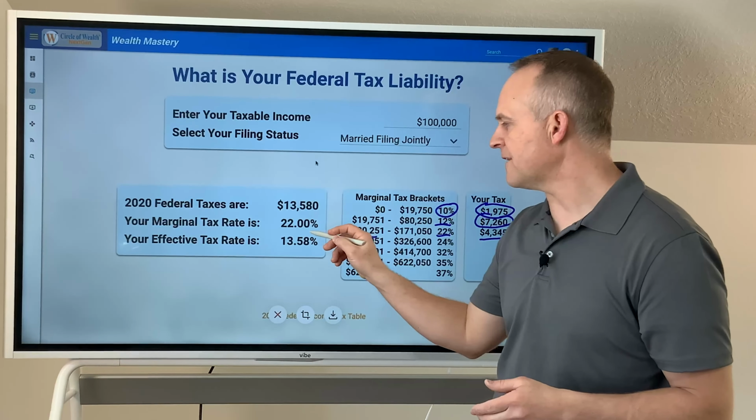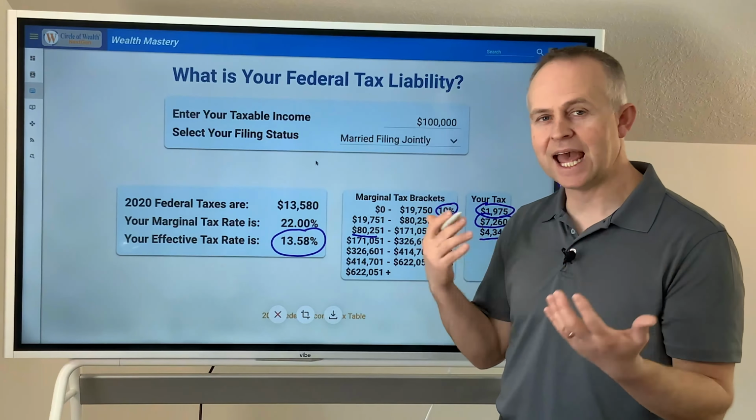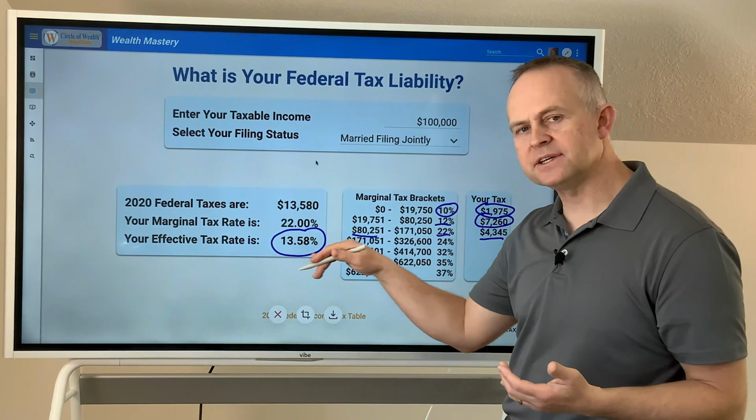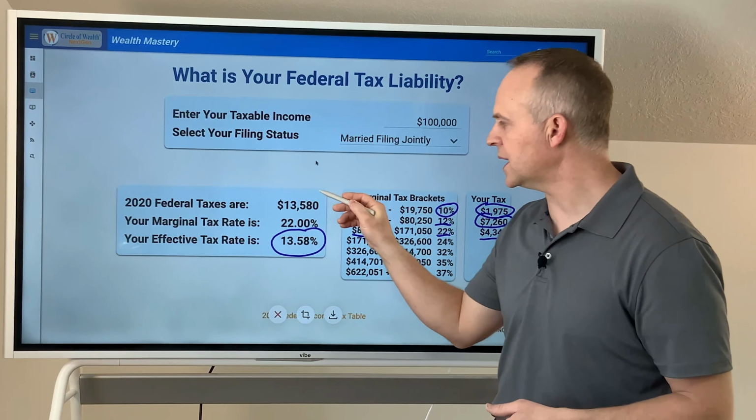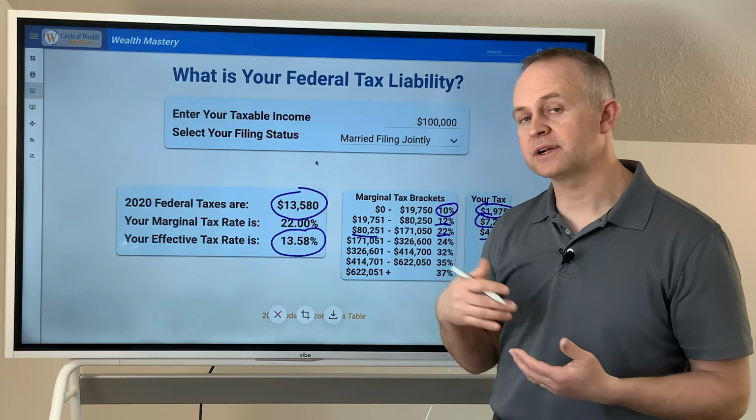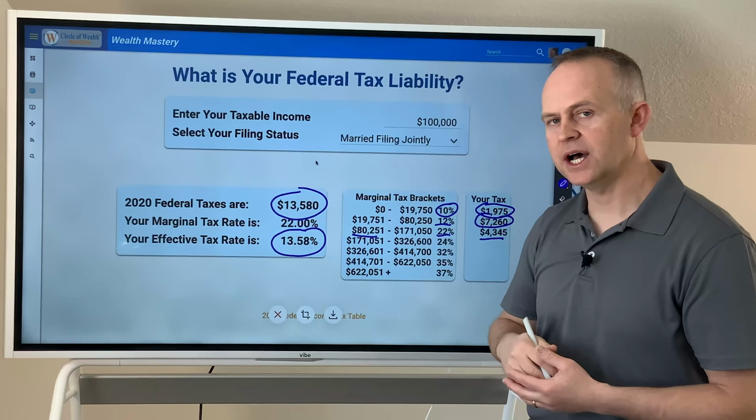So you can see that the effective, which is kind of like an average, right? Your effective tax rate is 13.58%. So this particular client for 2020 would pay $13,580 in taxes on $100,000.